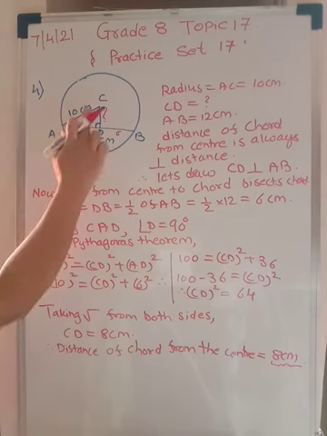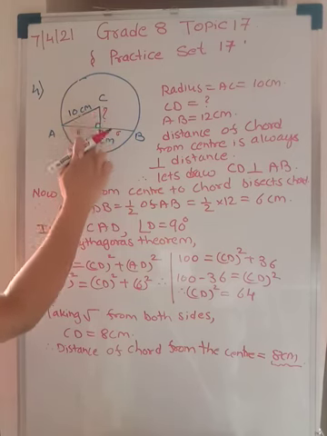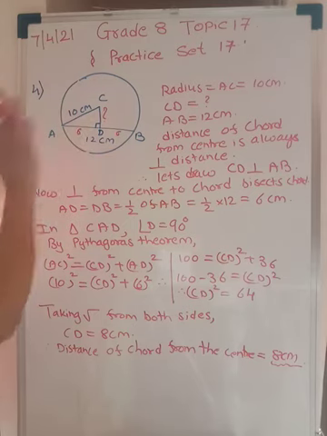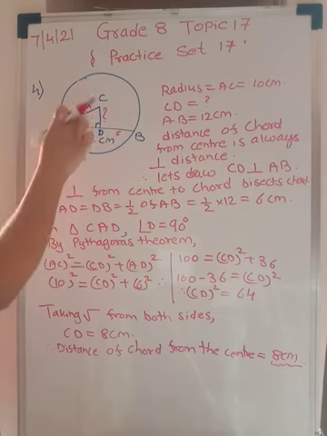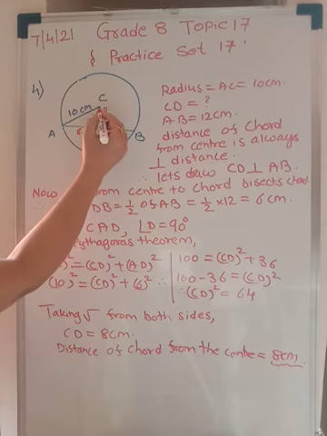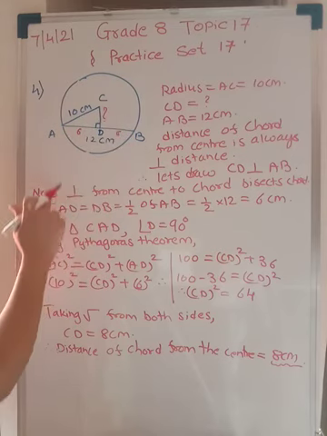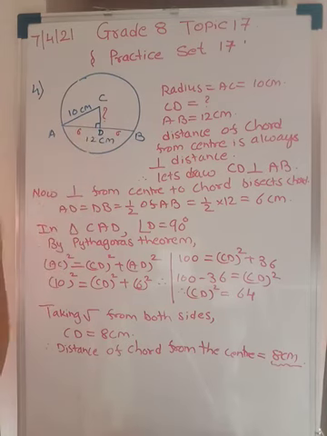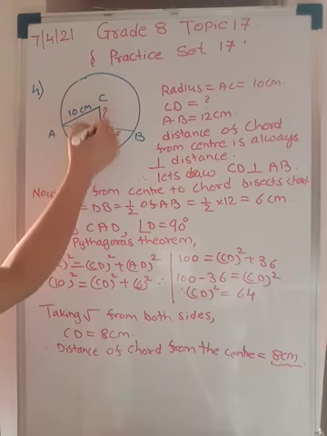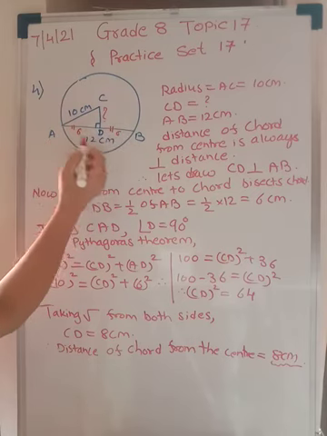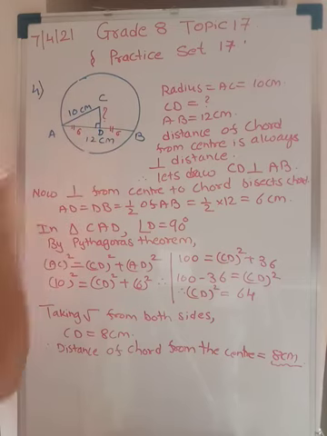Now see students, distance of a chord from the center, that means it is always perpendicular distance. If you find the distance of any chord from the center of the respective circle, that distance is always perpendicular distance. So we can say that CD is perpendicular to AB, and again using the property that perpendicular from the center to the chord bisects the chord, this CD is going to bisect this chord into two equal parts. So if the whole chord is 12, then AD will be 6 and DB also will be 6.